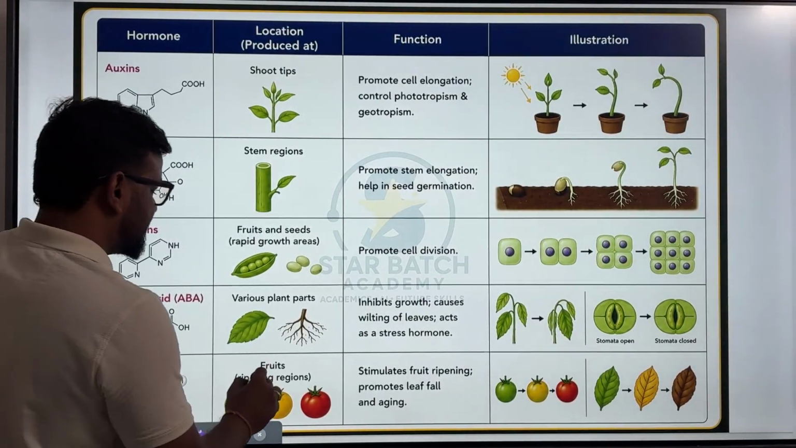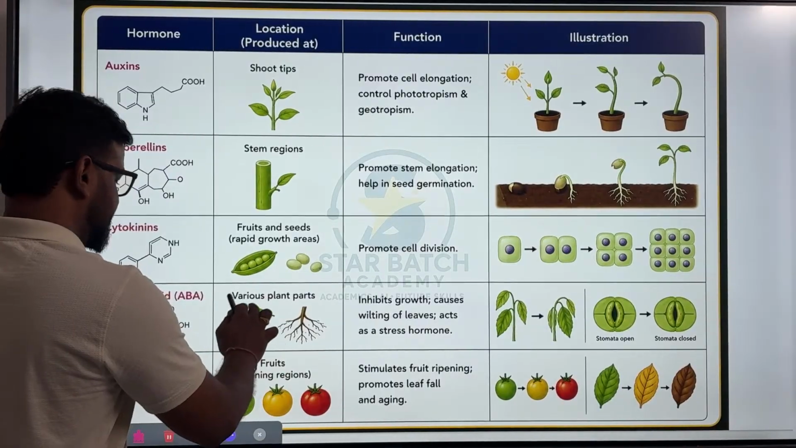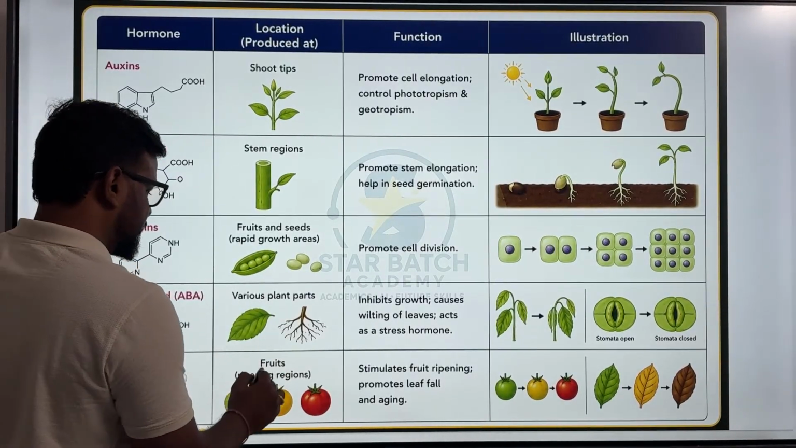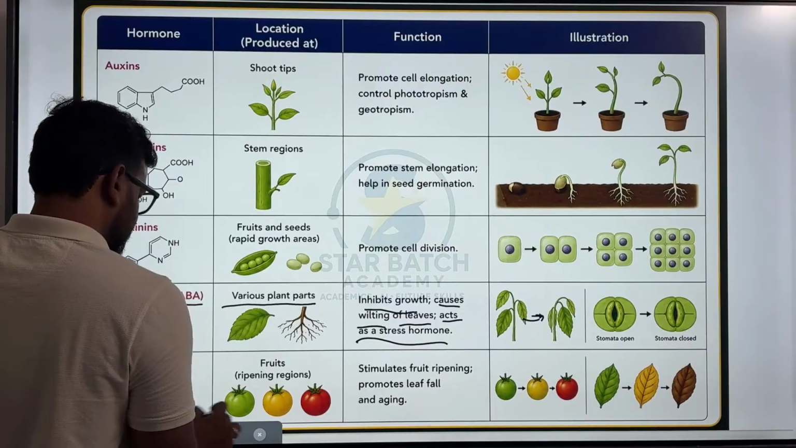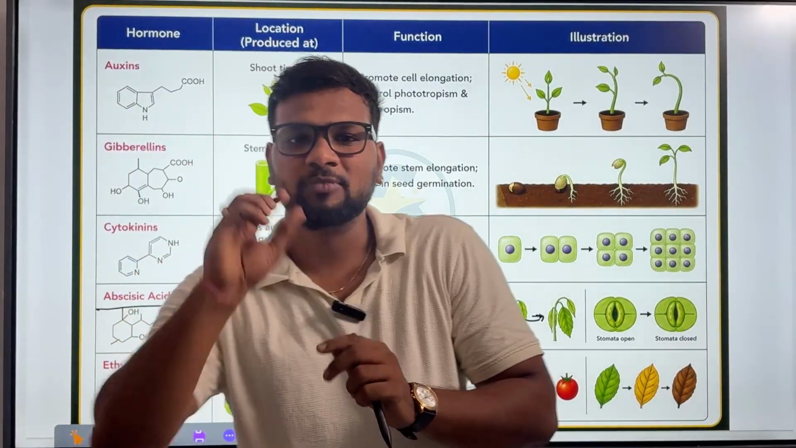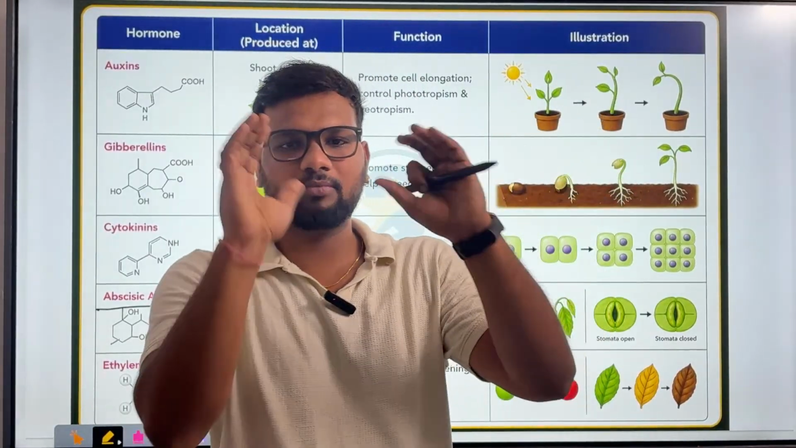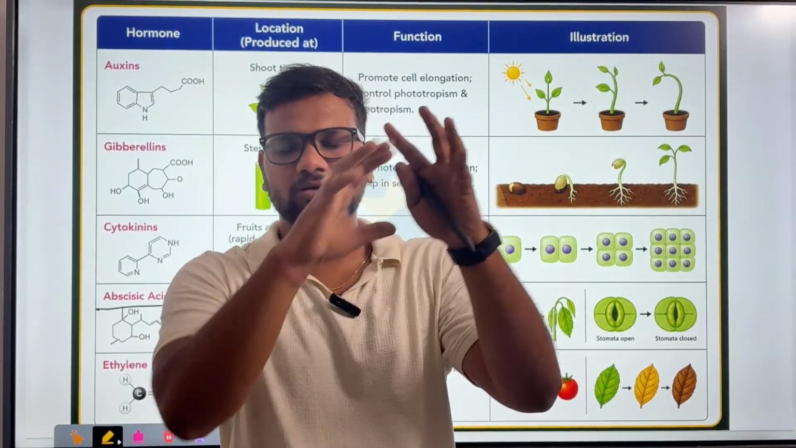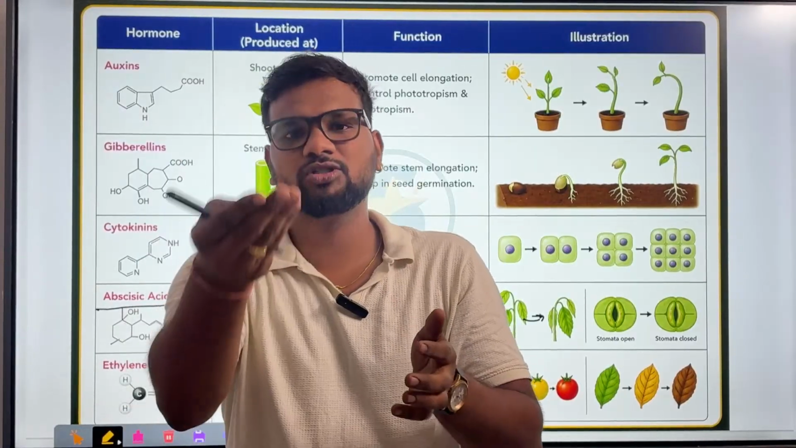Ethylene. We can see it in the fruit, in the ripening regions. Ripening means, from raw to becoming a flower or a fruit, if it is in the fruits or flowers. Clear?